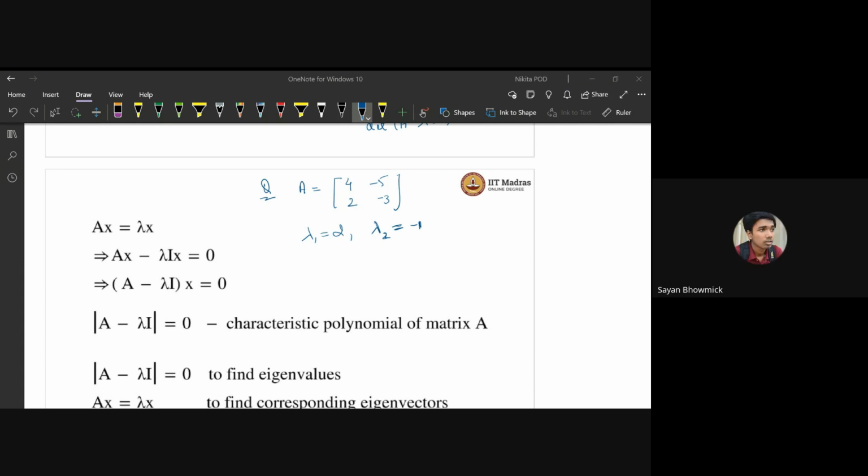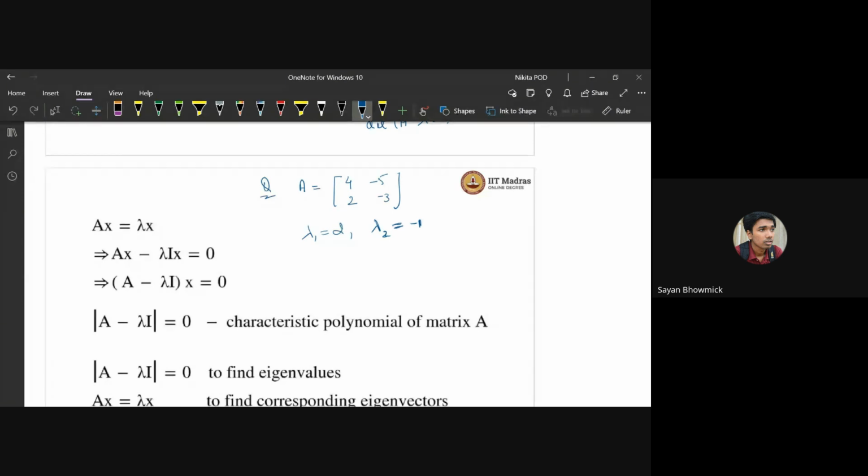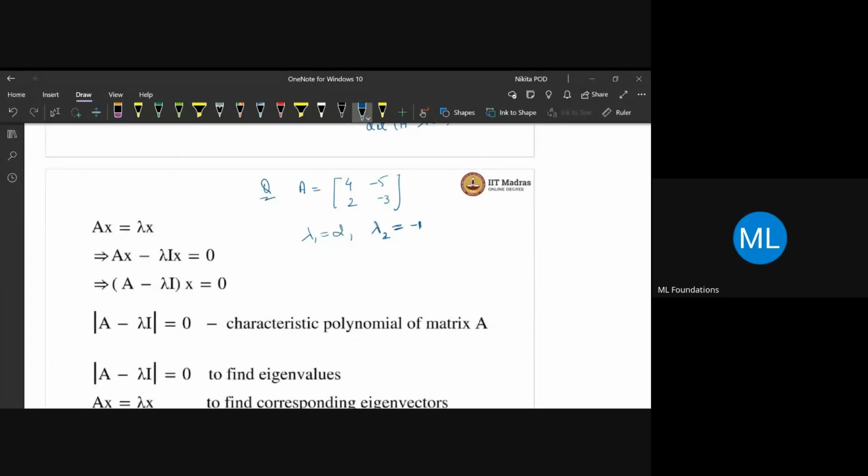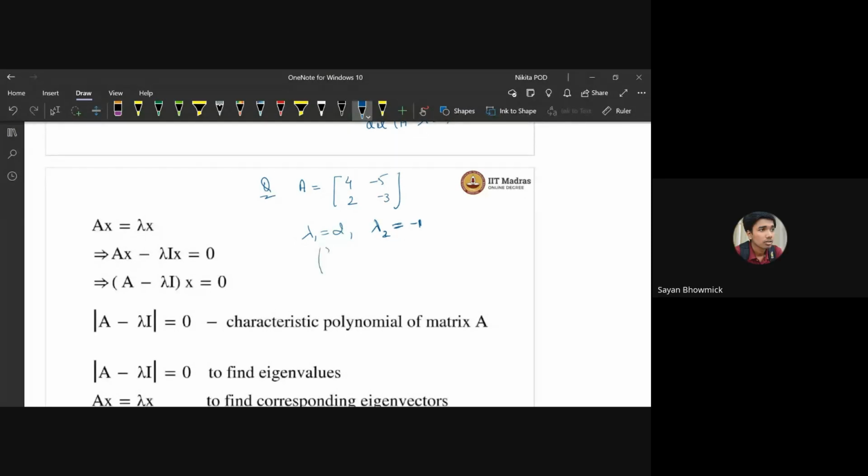Ma'am, it's (5, 2), (1, 1), (1). Two eigenvectors. Okay. (5, 2), comma, (1, 1), comma, 1. Two eigenvectors. Okay, I think that is right. Yeah.